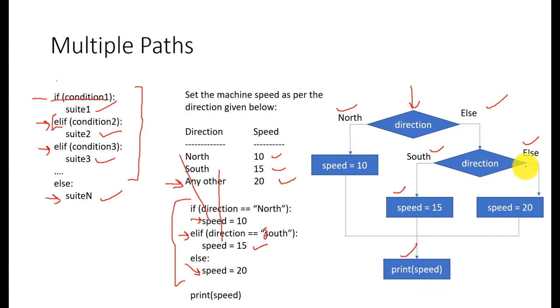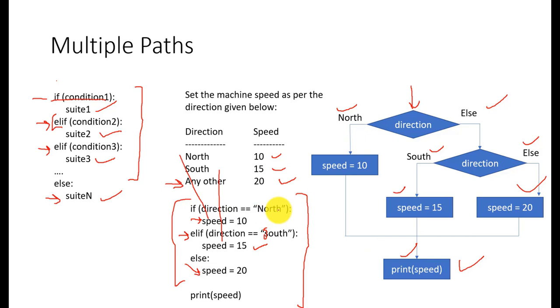statement, print speed. However, if this condition also fails, this condition has failed, then we set the speed to 20. And after setting the speed to 20, again we come to this particular print statement. I hope you understood by now how this particular program is moving. It is having multiple flows of statements, multiple conditions being checked in one if, elif, and else blocks.